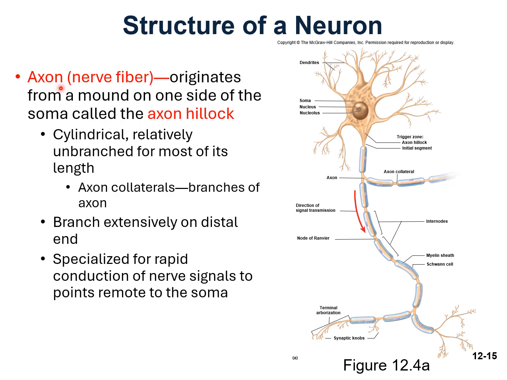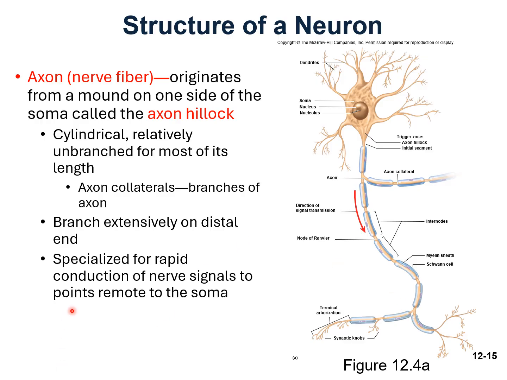The axon. It originates from a mound on one side of the soma called the axon hillock. The axon hillock, used to be called the axon terminus, is right there. And then at the end of the axon hillock is going to be the axon. You can have an axon collateral that is going off to the side, or a neuron can have one axon that goes all the way down to whatever tissue or muscle it's going to.